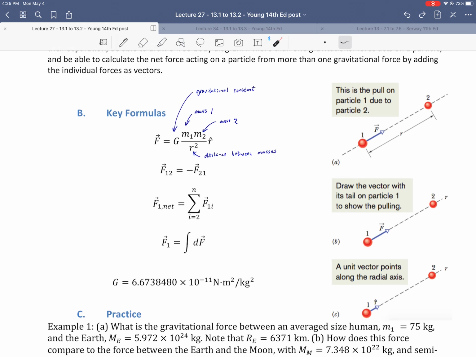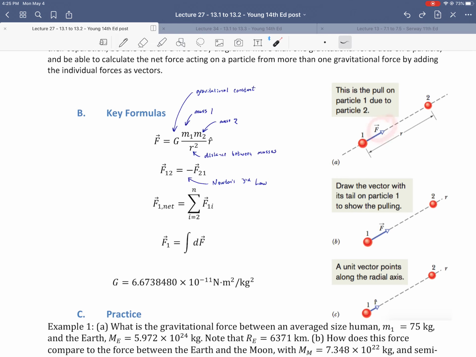Okay, so that's our empirical gravitational constant. If we continue down in our key formulas, we have F vector subscript 1,2 equals the negative of F vector subscript 2,1. Okay, so this is simply Newton's third law. This is saying the force on 1 by 2 is equal to the negative of the force on 2 by 1. Okay, case in point here.